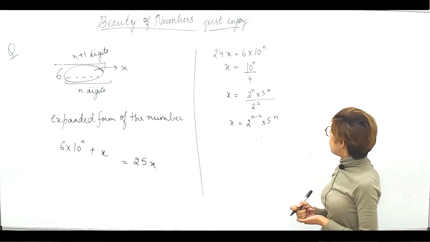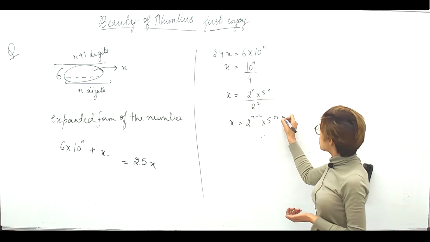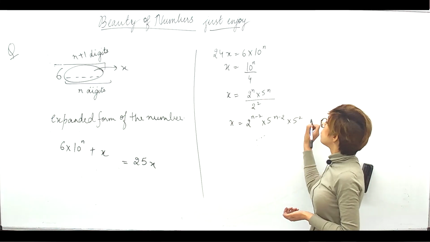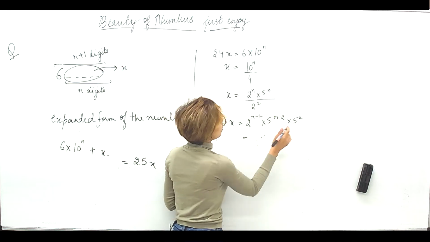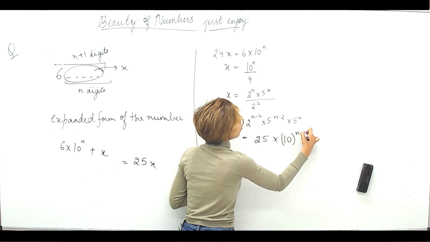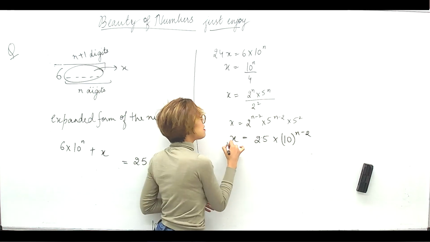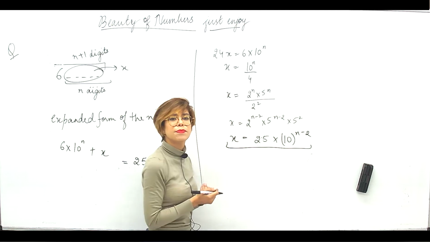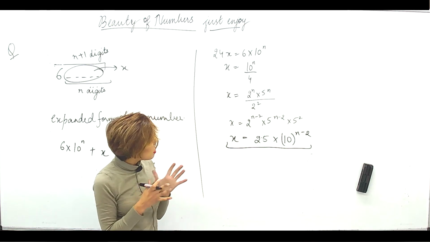Maybe I can write it in a better method. Here there is n minus 2, so I'll make this 5 square. I'll write it like 25 into 10 raised to the power n minus 2. So x is this sort of number. So what is this number? Somehow I'm unable to understand it.